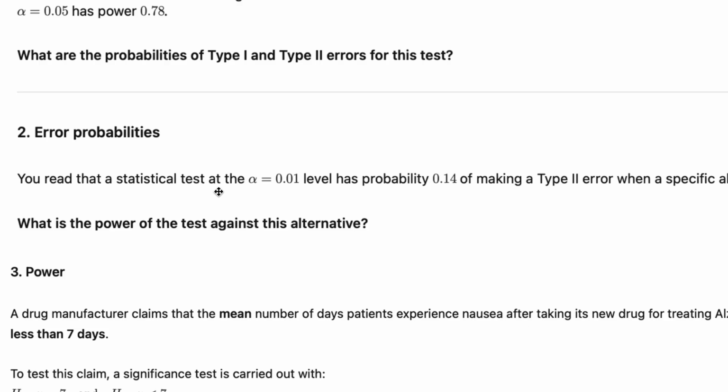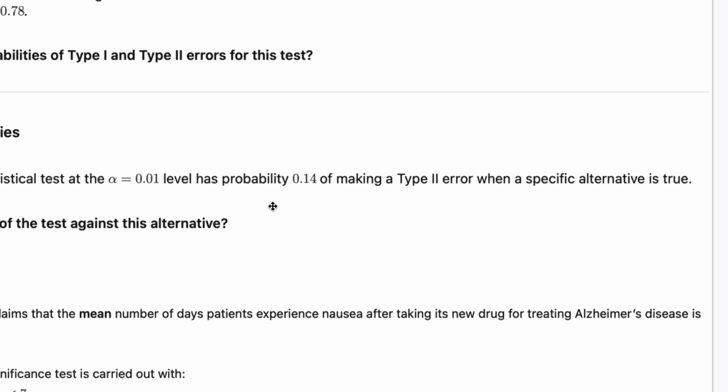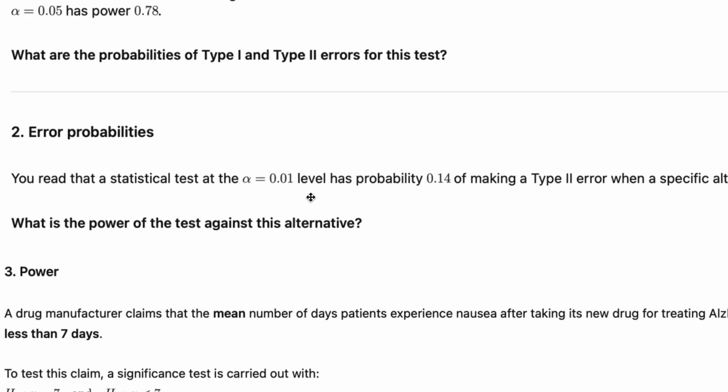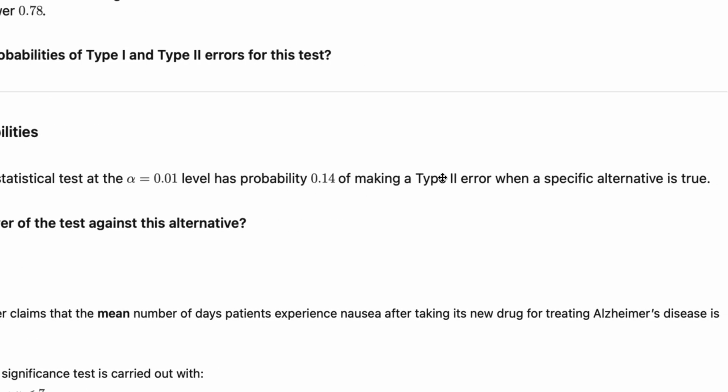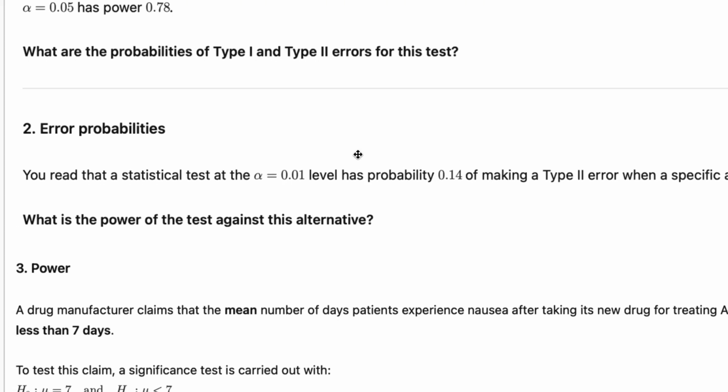Second question, error probabilities. The statistical test at the alpha 0.01 level has probability 0.14 of making a type 2 error when a specific alternative is true. What is the power of the test against this alternative? Well, it's already given us the probability of type 2 error, so to calculate power, you just use 1 minus type 2 error, which will give you 0.86.